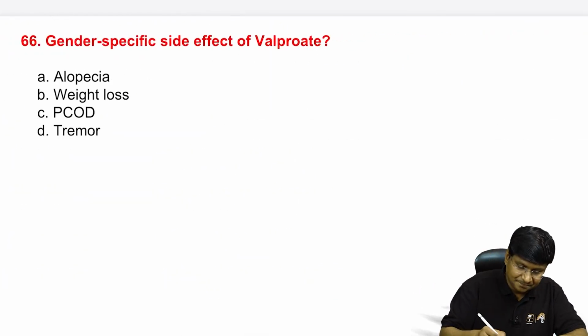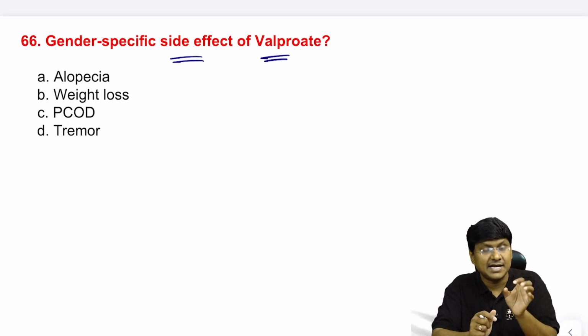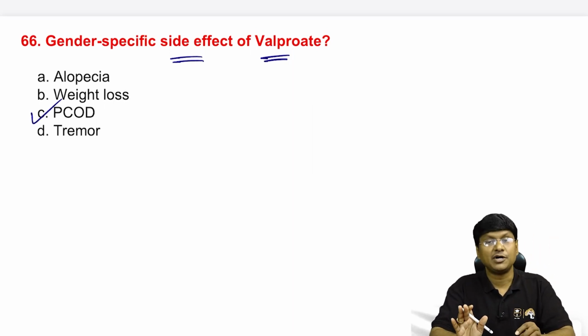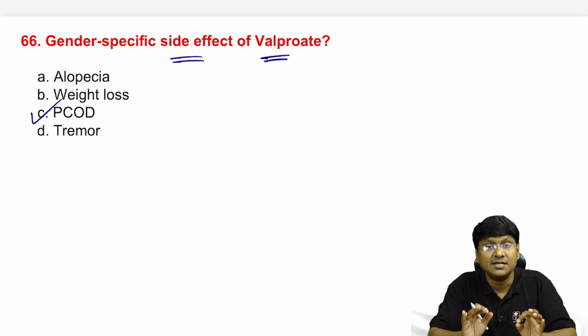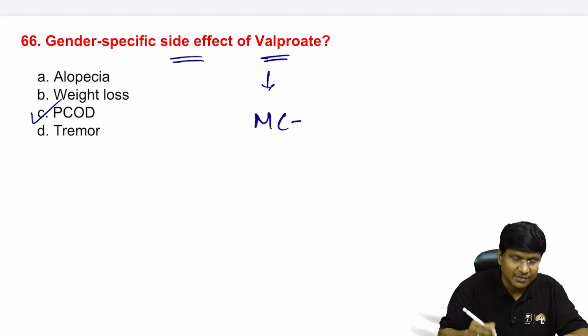Next question. Gender specific side effect of valproate: alopecia, weight loss, PCOD, and as well as tremor. So when the question is asked about gender specific side effect of valproate, that is PCOD, polycystic ovarian syndrome. Menstrual abnormalities and PCOD are the side effects of valproate observed in females.